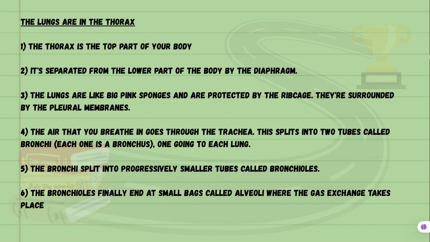The air that you breathe in goes through the trachea. This splits into two tubes called bronchi. Each one is a bronchus, one going to each lung. The bronchi split into progressively smaller tubes called bronchioles. The bronchioles finally end at small bags called alveoli, where the gas exchange takes place.